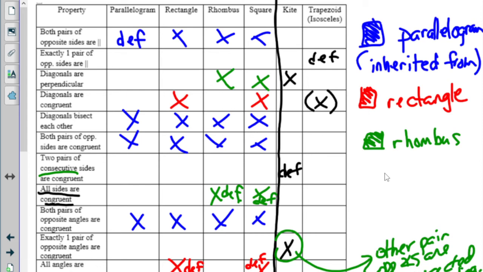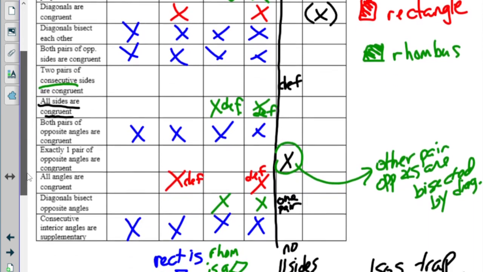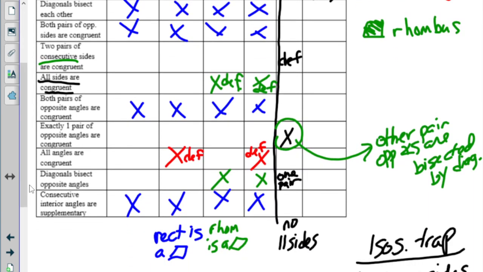First off, the kite. The kite has the diagonals being perpendicular. The consecutive sides are congruent is the definition of a kite. And then we talked about the opposite angles being congruent.